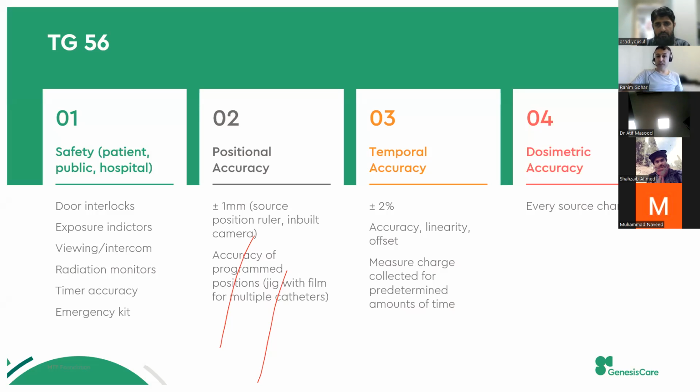And the second thing is, in brachy, we know how important it is to reproduce the positional accuracy because of the dose fall-off outside the source. One millimeter can introduce a bigger error because of the inverse square law, right? So similarly, the temporal accuracy, dosimetric accuracy. So all the things are important in brachy.